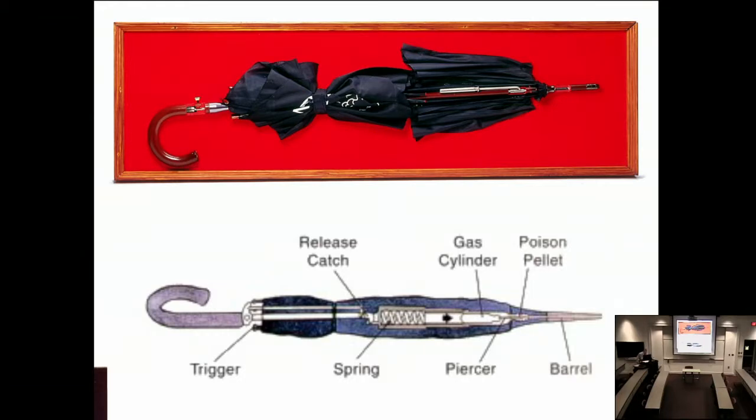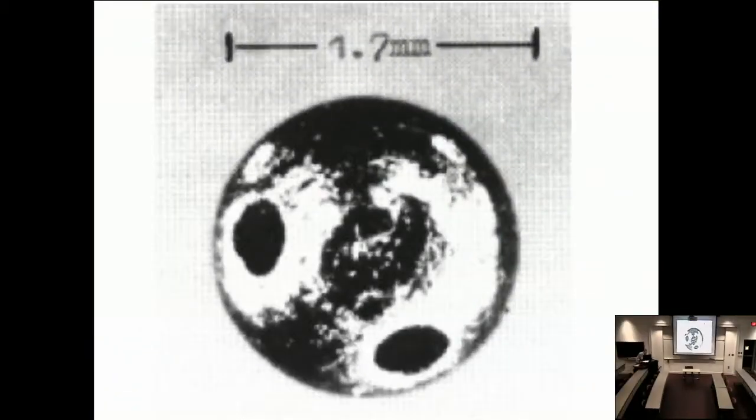After the fact, they thought that since he had mentioned the umbrella, the umbrella was possibly the mechanism by which he was killed. So this is an umbrella gun. They think that a pellet was shot into his right thigh carrying the poison ricin, and that actually ended up being the case. When they were doing the autopsy, the coroners found this pellet, very, very small, 1.7 millimeters in diameter.